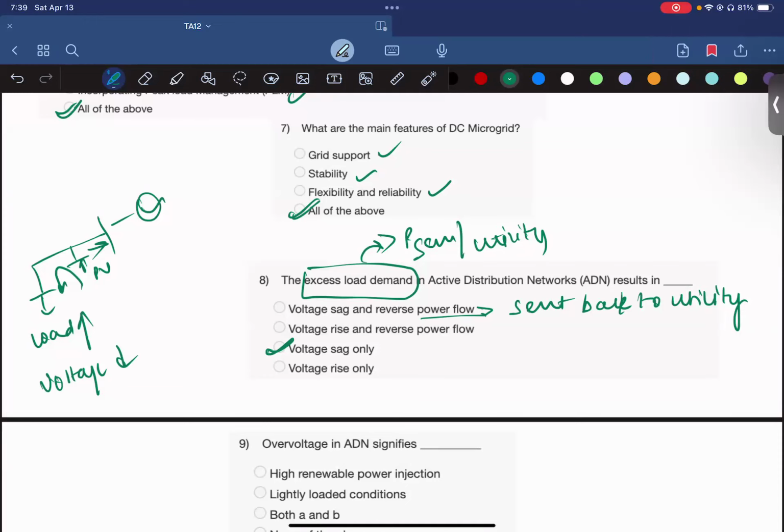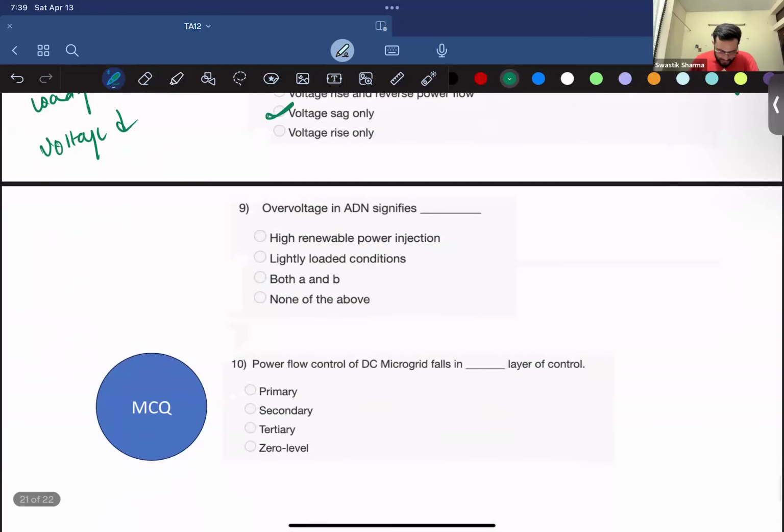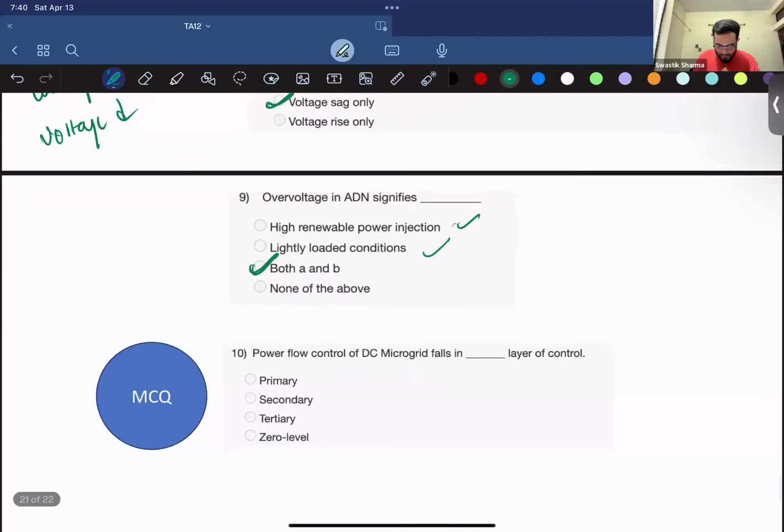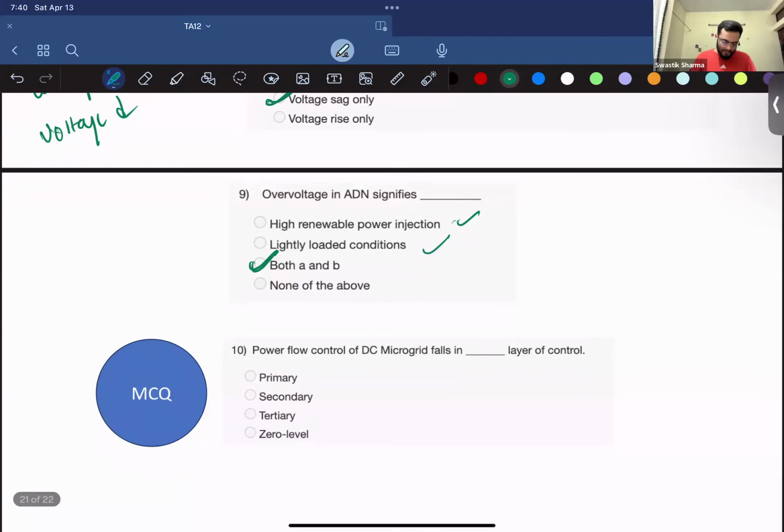Ninth, overvoltage in ADN signifies what? Option A. Why can't it be both? Yes, C is the correct answer. So it can be due to high power injection and lightly loaded conditions.